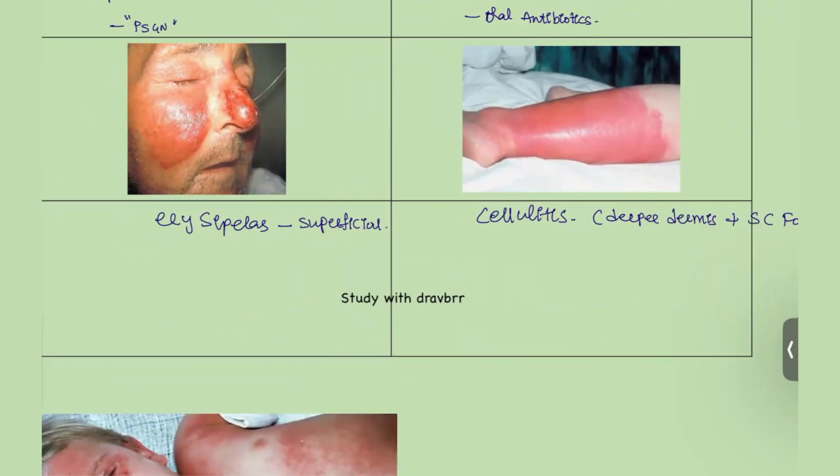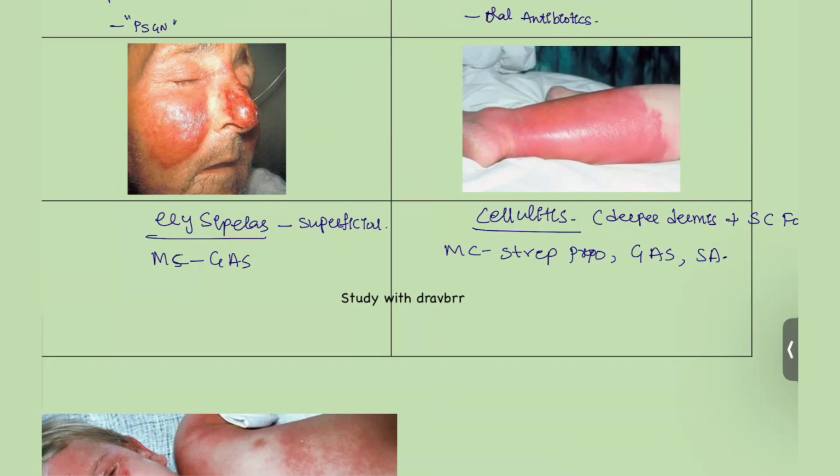Erysipelas most commonly involves group A streptococcus. Group A streptococcus is the most common cause. Whereas here, cellulitis is most commonly Streptococcus pyogenes, and also group A streptococcus and Staph aureus. All these organisms can be present in cellulitis.